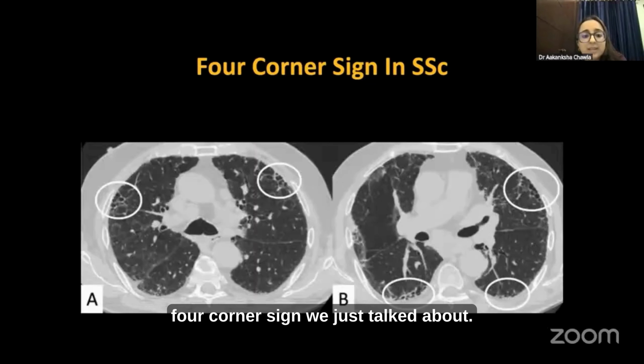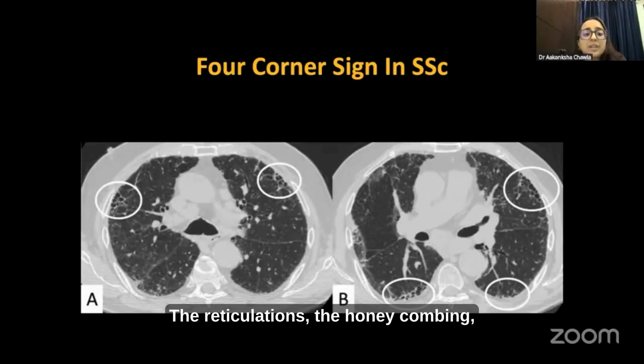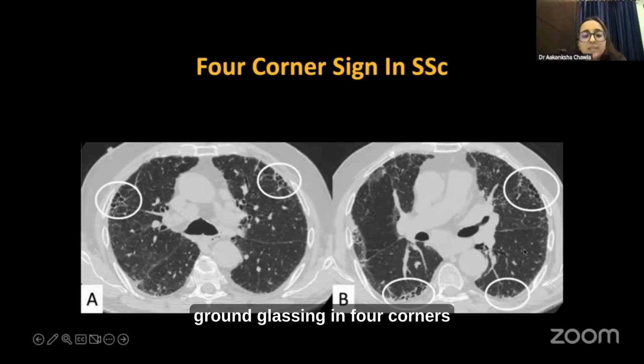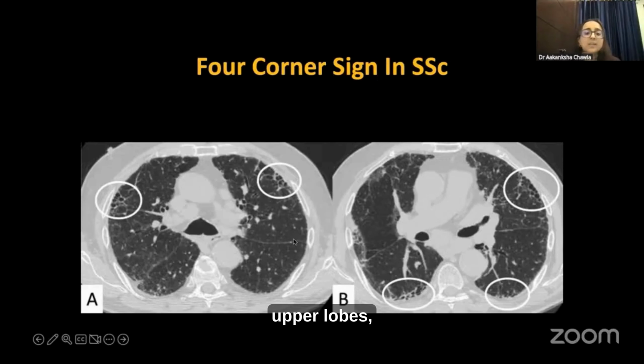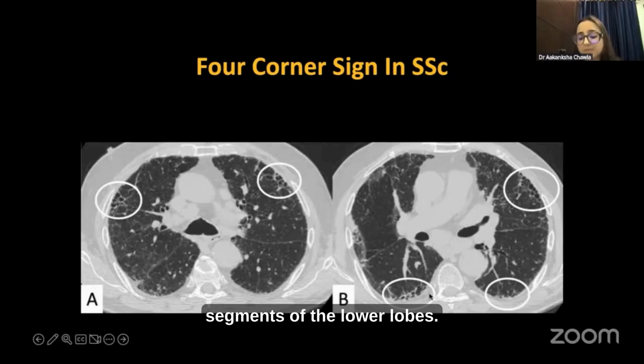Then four corner sign we've just talked about. You can see the reticulations, the honeycombing, ground glassing in four corners of your axial cut, and mostly in the upper lobes, the superior segments of the upper lobes and the superior segments of the lower lobes.